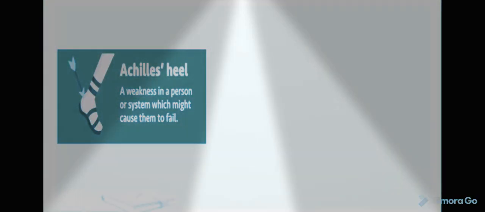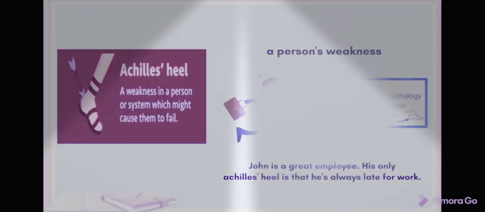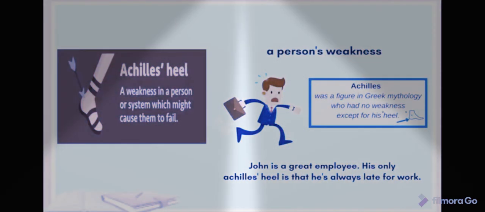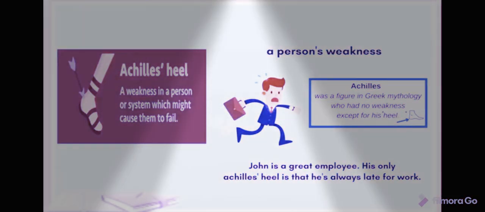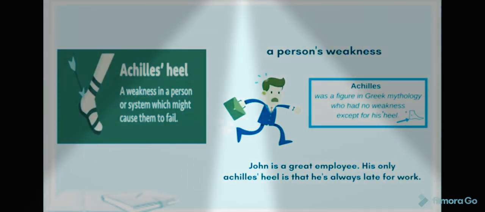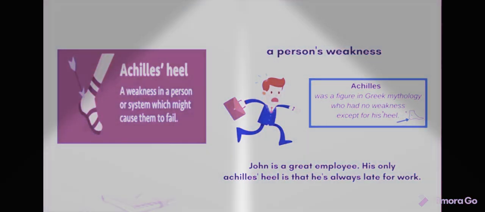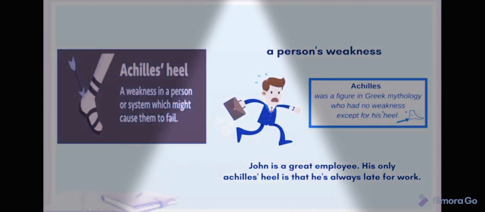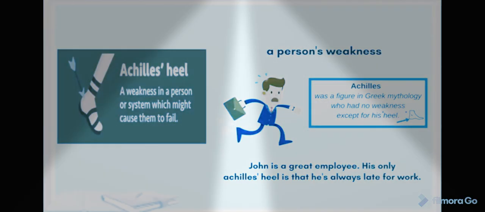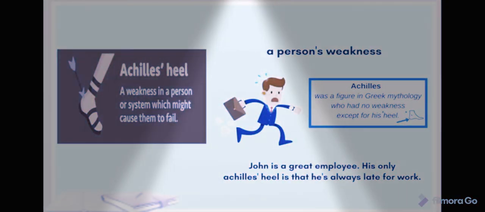Let us look at an example of how Achilles' heel can be used in a sentence. Achilles' heel actually means a person's weakness. Achilles was a figure in Greek mythology who had no weakness except for his heel. So look at the example here. John is a great employee. That means he works very well, he's very hardworking, he's very sincere and everything else. His only Achilles' heel is that he's always late for work.